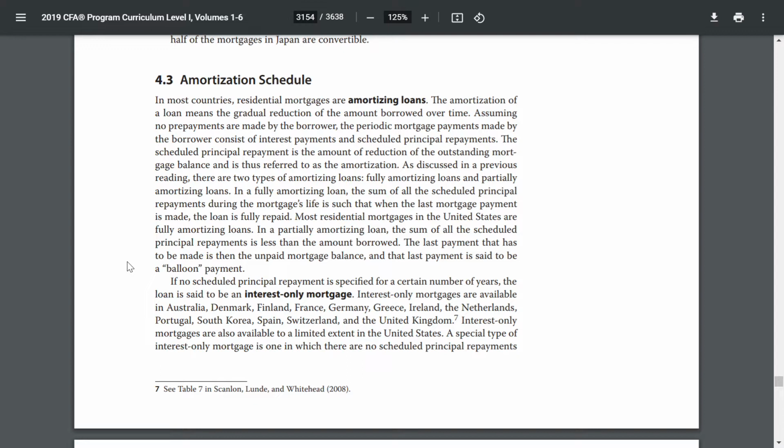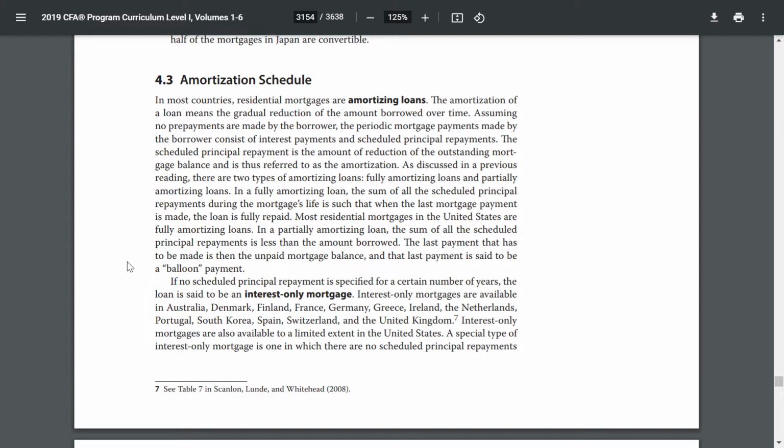The scheduled principal repayment is the amount of reduction of the outstanding mortgage balance and is thus referred to as the amortization. As discussed in the previous reading, there are two types of amortizing loans: fully amortizing loans and partially amortizing loans. In a fully amortizing loan, the sum of all the scheduled principal repayments during the mortgage's life is such that when the last mortgage payment is made, the loan is fully repaid.